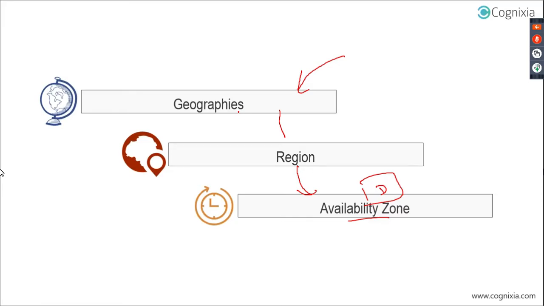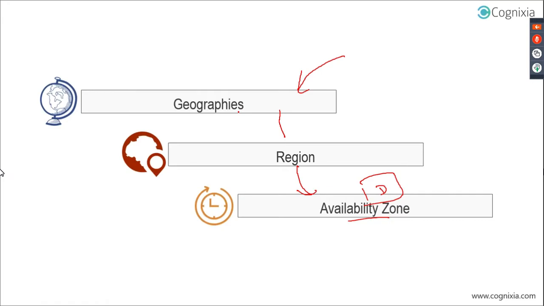So they are paired with each other. Why? Just because of compliance, due to security, and due to data residency. So that you can create one highly available solution where you can manage your business continuity. If you have some critical applications for which you need to create some disaster recovery solution.